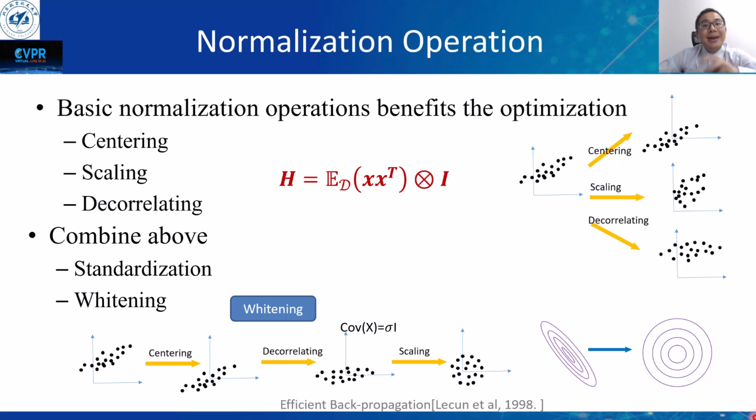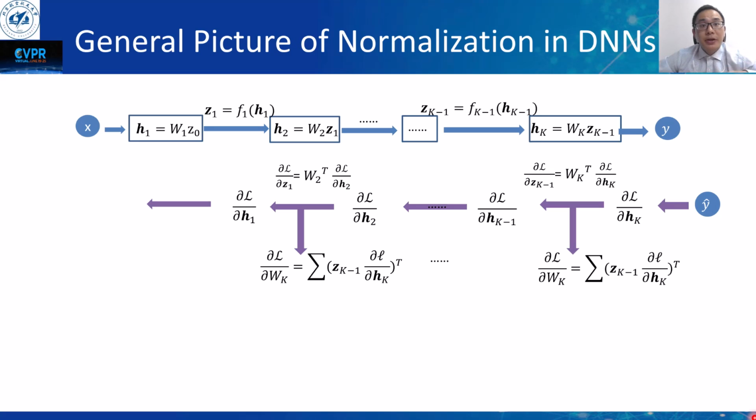The most elegant normalization is whitening, which is centering, decorrelating, and scaling the input and ensures the input has a homogeneous diagonal covariance matrix. It makes the optimization landscape like a sphere, which is easier to optimize, as discussed before. In summary, from the perspective of optimization, normalization aims to provide a better optimization landscape by controlling the distribution of activations and output gradients.